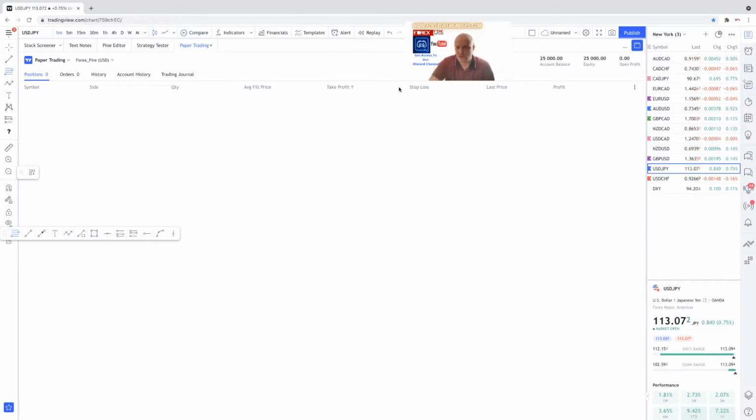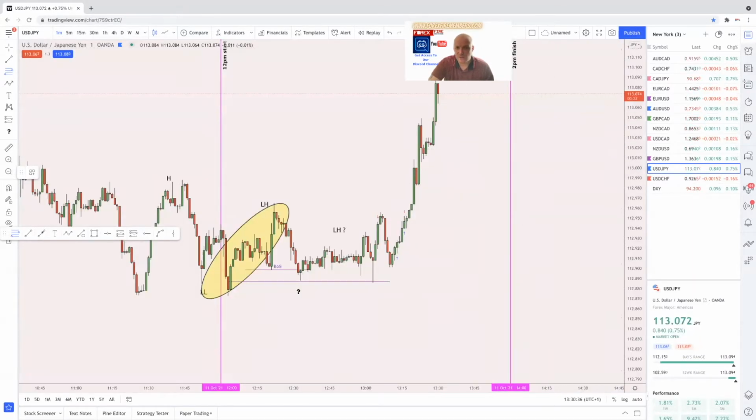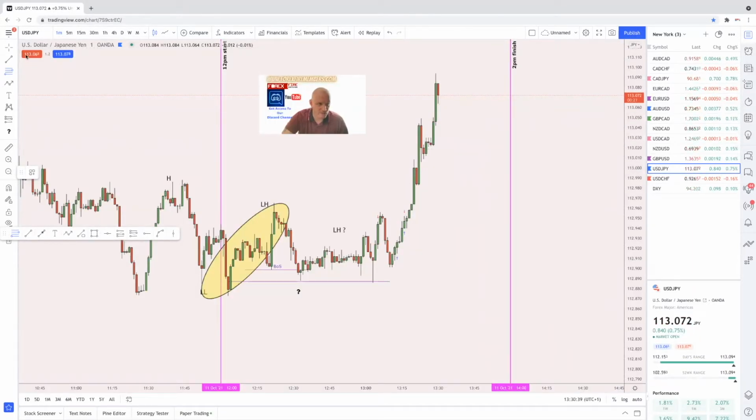Now we're going to go onto the chart. To do that, you just minimize that down. You're now using your paper trading because you've got this on the top. I was messing around with this this afternoon. What we're going to do is set a trade, and I'm going to show you how to do that. So I've got my structure points: highs, lows, lower lows, lower highs.